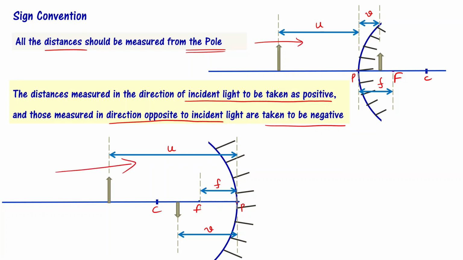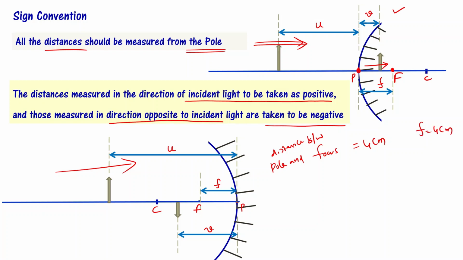For example, if the distance between pole and focus is given as 4 centimeters. In the case of convex mirror, if you observe, the incident light direction is in this direction, and we are measuring the distance from pole to focus in this direction only, right? That's why the small f is 4 centimeters.